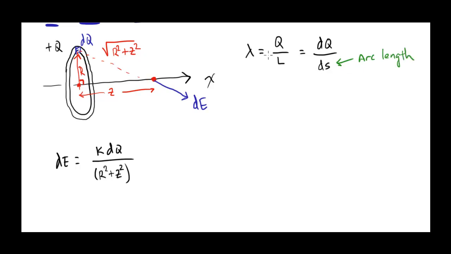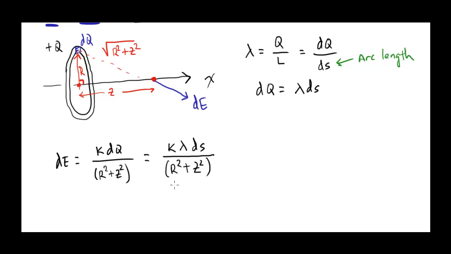So dq over ds is also equal to lambda. And so, of course, I can rewrite now. Another way of expressing dq is to say lambda ds. So now I can write this as k lambda ds over r squared plus z squared. All right, so we're getting there.